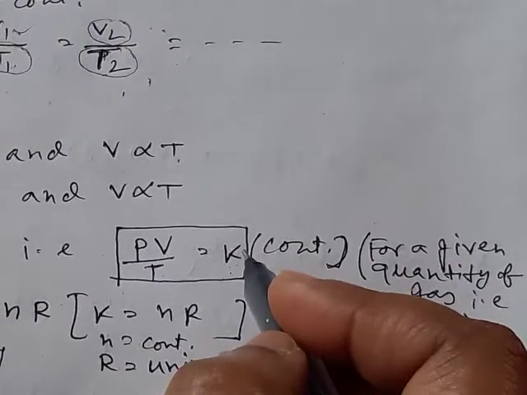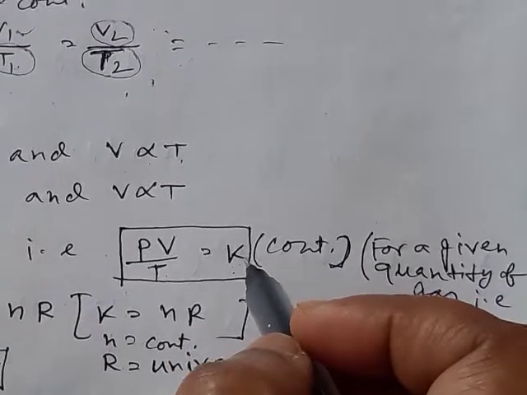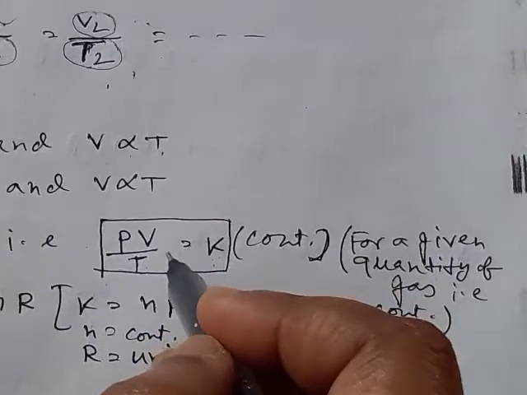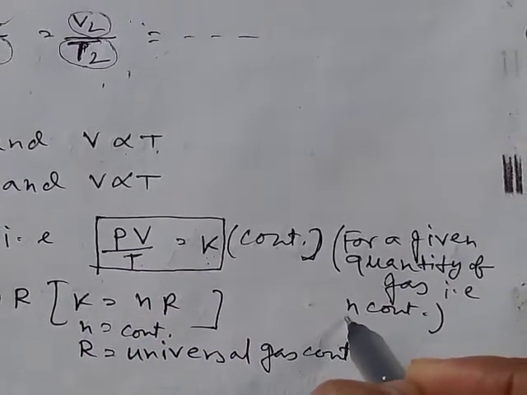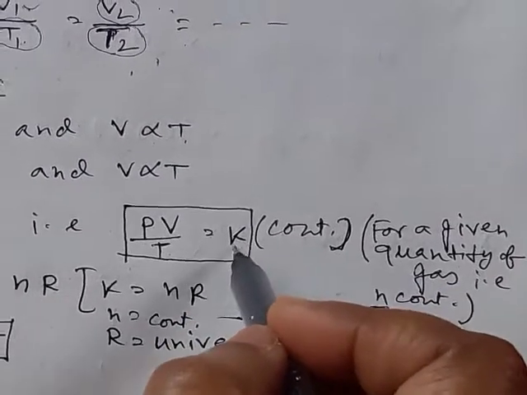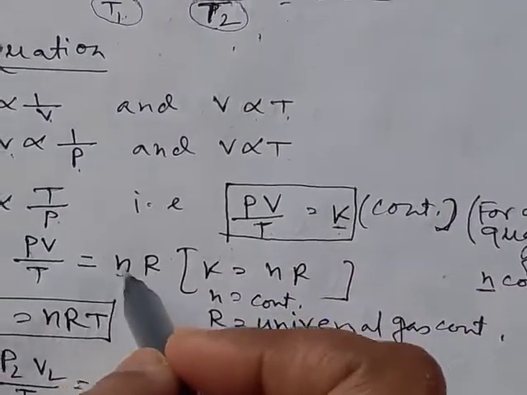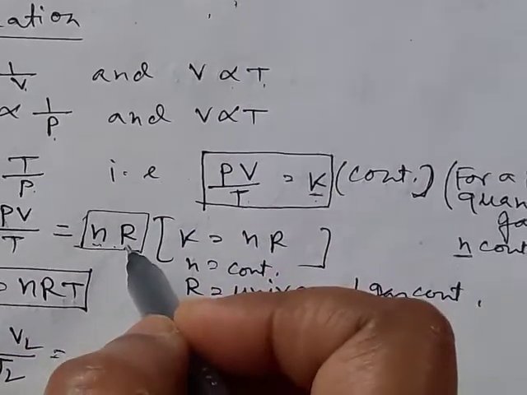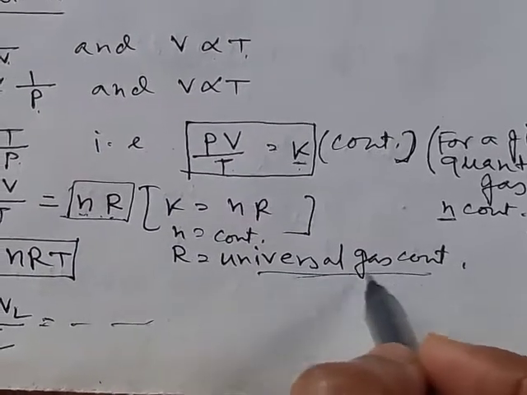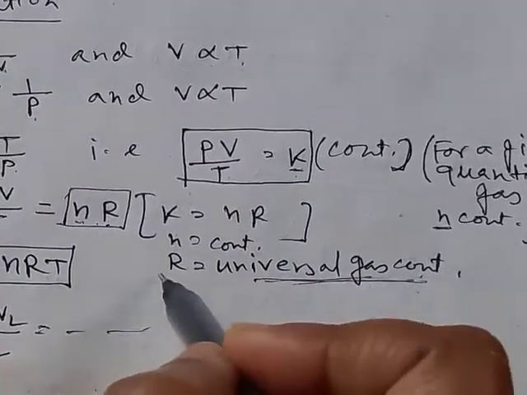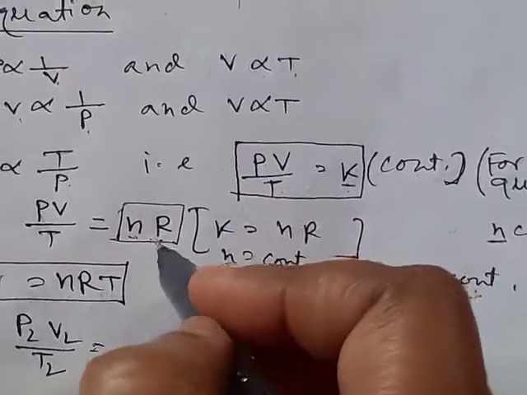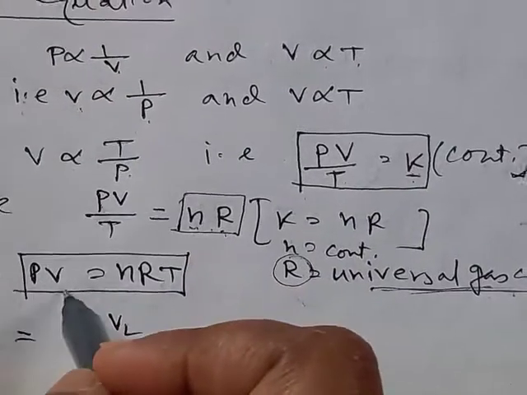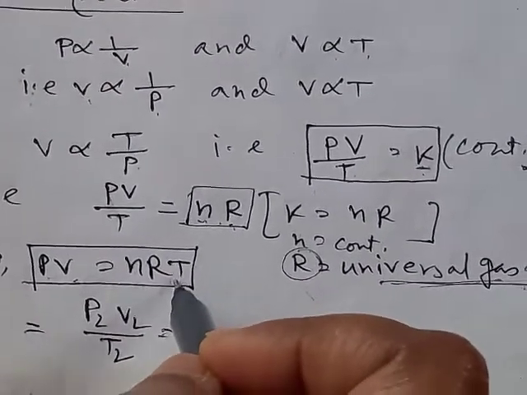Now for any given quantity of gas, as here pressure, volume and temperature are the three variables, we have to take the quantity of gas, that is n, as constant. So this constant can be replaced by n into R, where n is the constant quantity of gas and R is the universal gas constant. You will know later about R. So R is also a constant. This is called the universal gas constant. So the equation can be written as PV is equal to nRT.